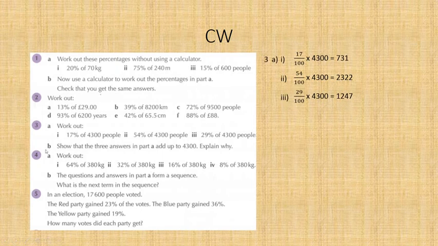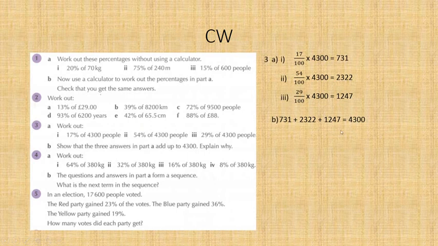Okay, question number B here. It's saying show that the 3 answers in part A add up to 4,300 and I need an explanation. So let's add them together. 731 plus 2,322 plus 1,247, and the answer is 4,300.